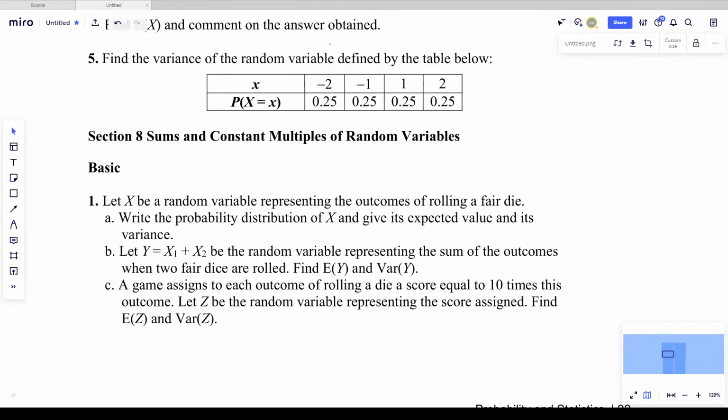So for section 8, for this part, we're just going to be talking about the shifts and stuff, because this can be explained as a shift, and this one is pretty similar. It's more like a stretch. Anyways, you have a fair die, so 1, 2, 3, 4, 5, 6. Each one has a probability of 1/6 because it's fair.